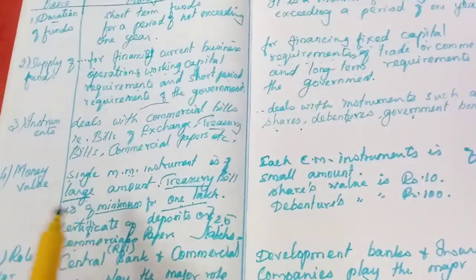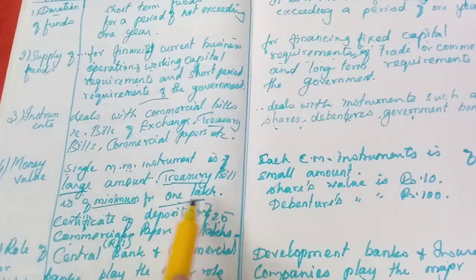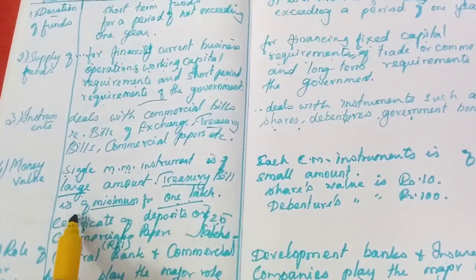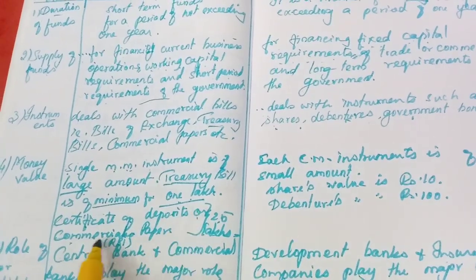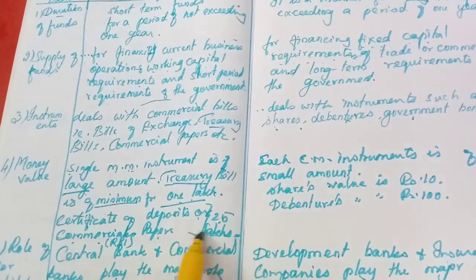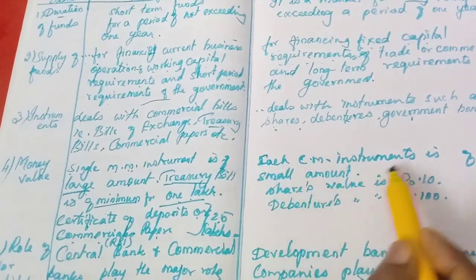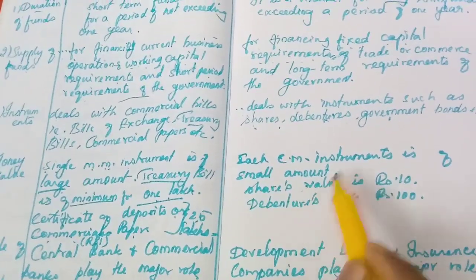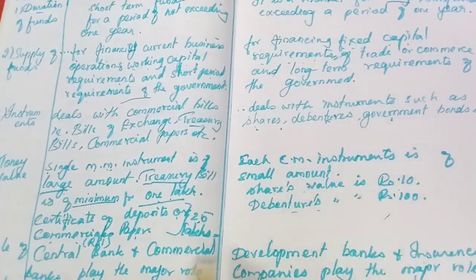Then money value. A single money market instrument is of large amount. Example, treasury bill is of minimum 1 lakh. Then certificate of deposits or commercial papers is of minimum 25 lakhs. Each capital market instrument is of small amount. Shares value is rupees 10, debentures value is rupees 100.